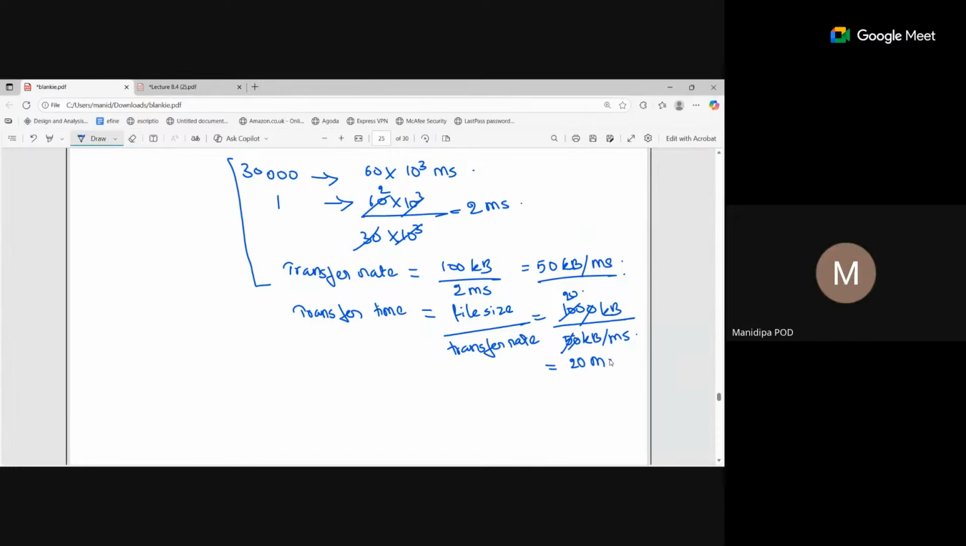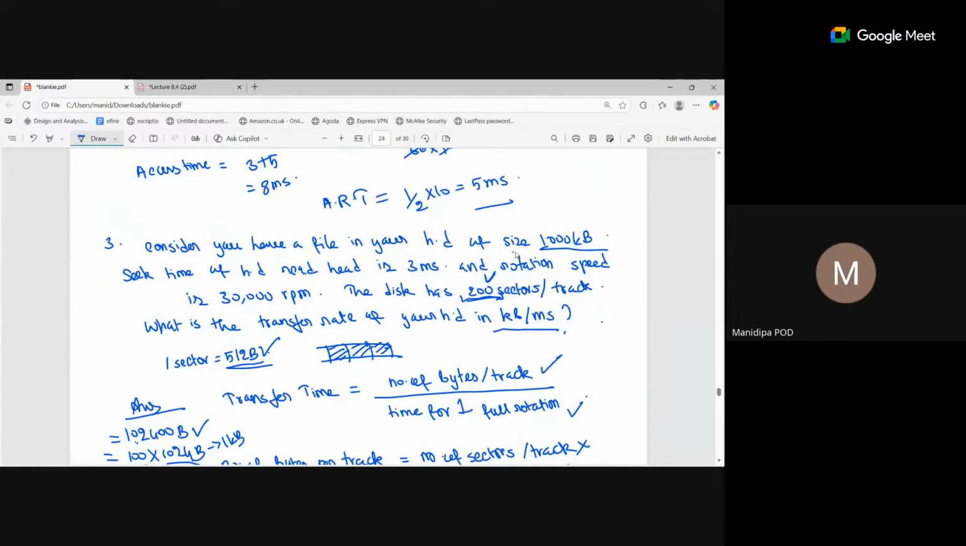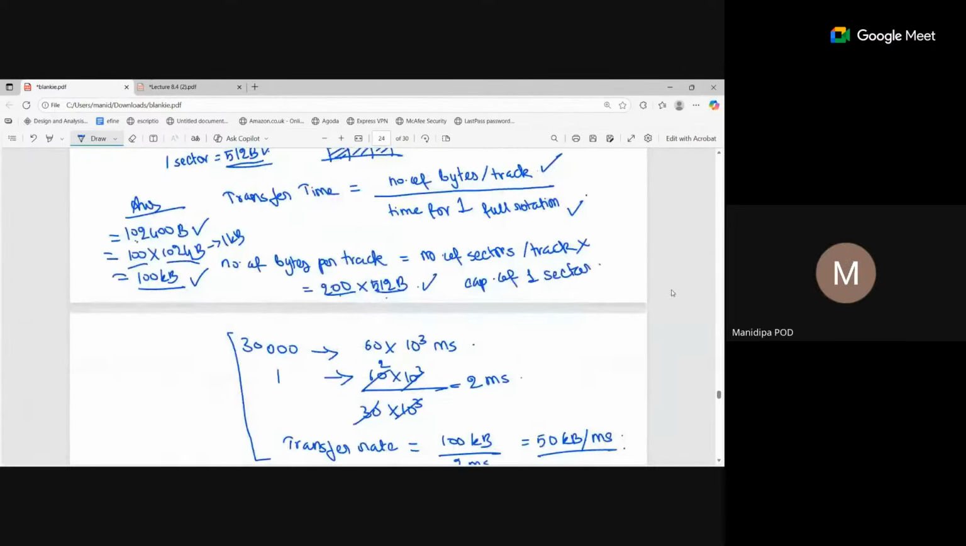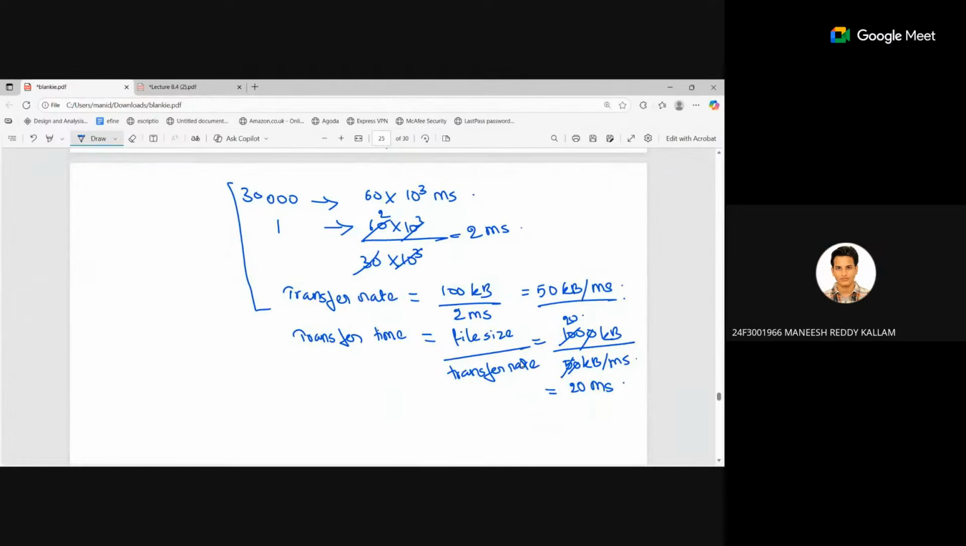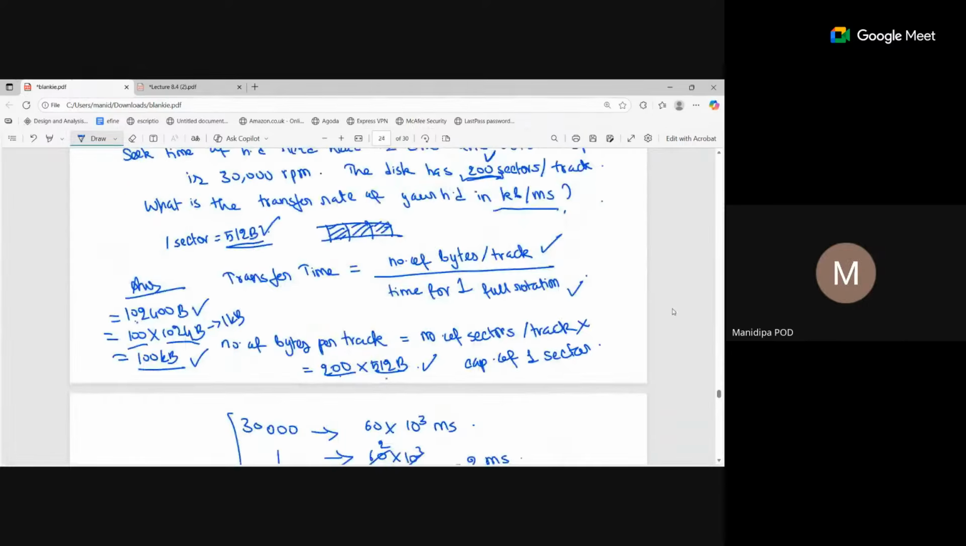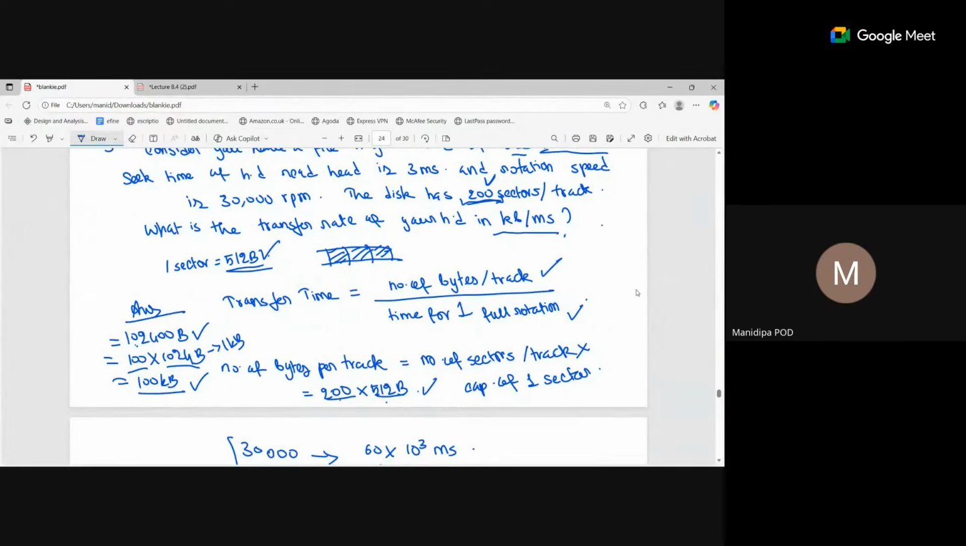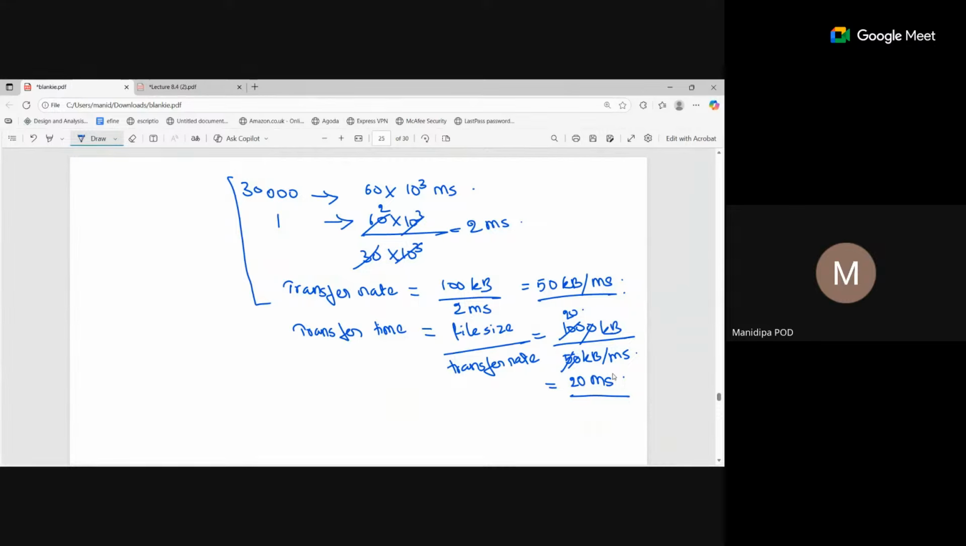Ma'am, how has 1000 KB come? It is given in the question. File size is 1000 KB. Transfer time formula is file size by transfer rate. The capacity which we calculate with the number of sectors is the disk capacity, that is the total capacity of the disk. This is one file you are storing in the disk, so the question gives just one small part, the file size. Got it. So 20 milliseconds is your transfer time here.